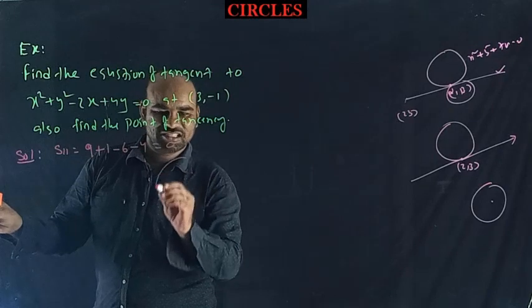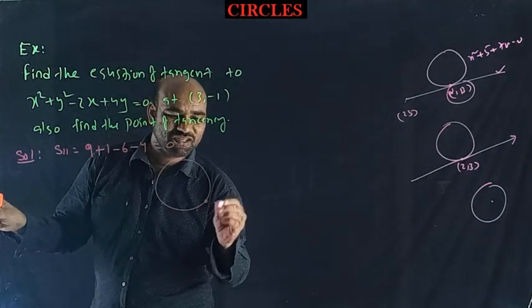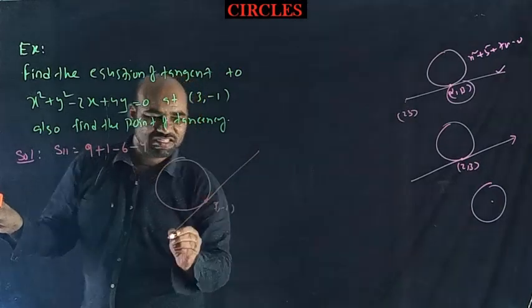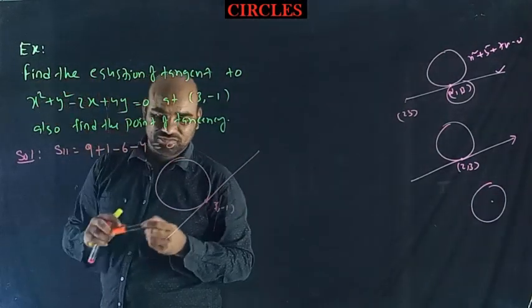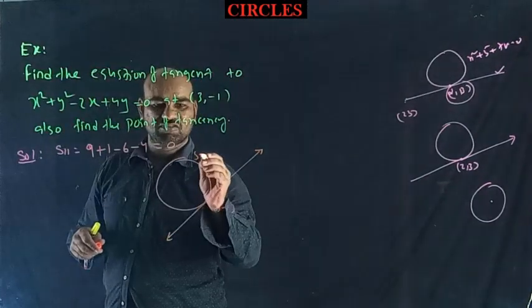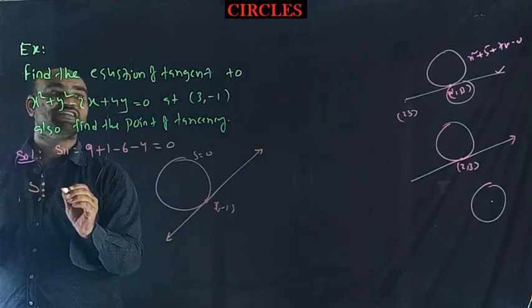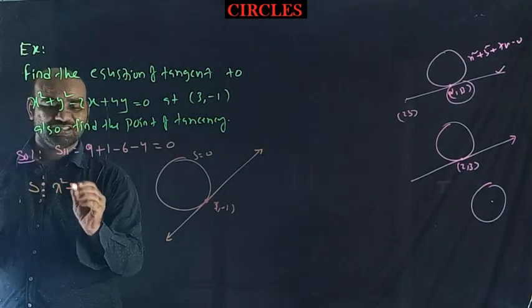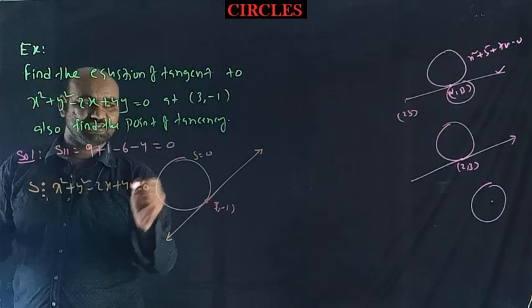So this circle is given. The point on the circle is given as 3, minus 1. Through this point you can draw a tangent. Now we want to find its equation. That is nothing but S1 equal to 0. This is S equal to 0. What is S here? S stands for x square plus y square minus 2x plus 4y equal to 0.